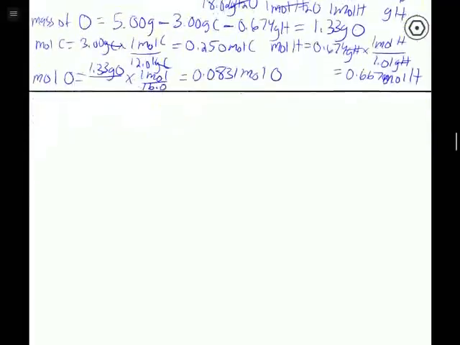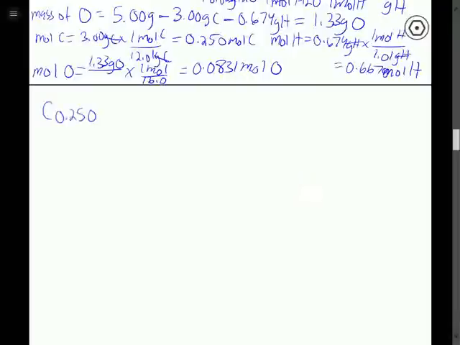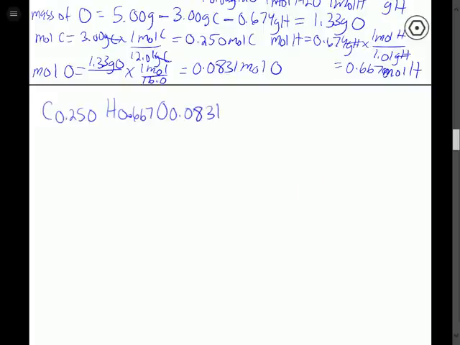Okay, so we have moles of each element. So our empirical formula is going to be C 0.250, so that's the number of moles of carbon we had, H 0.667, O 0.0831. We have to divide these by the smallest number to get a whole number formula.